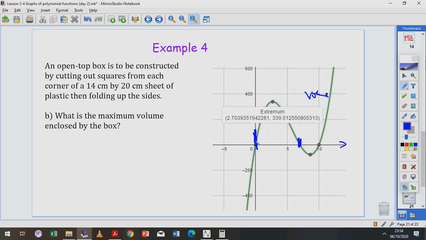So the only realistic values for the maximum volume will only exist between 0 and 7, and I can say that in that region the maximum value for the volume is around 339. The maximum volume, the Vmax, is around 339, which is, we could say, 340 centimeters cubed, when it's happening at an x value of 2.7 centimeters. So if you want to maximize the volume, you're going to cut out distances of 2.7. All right.